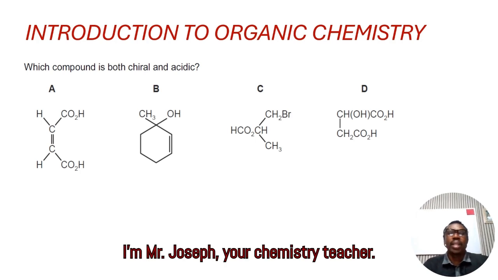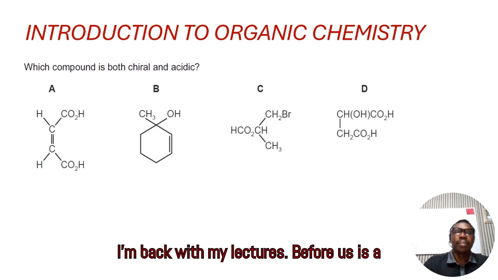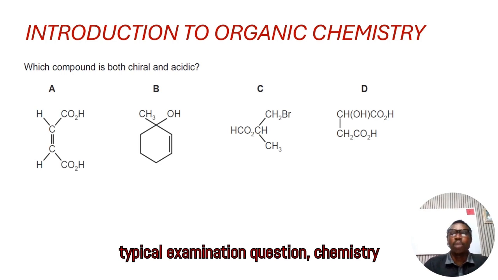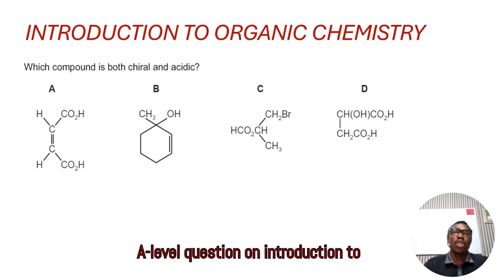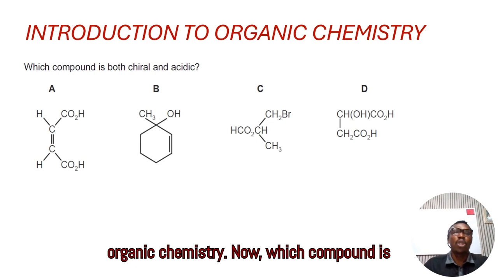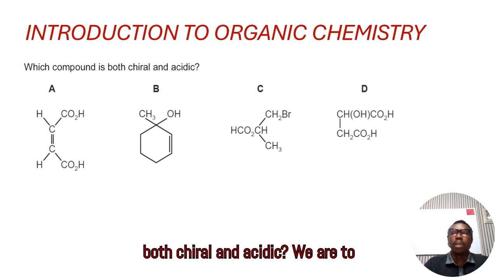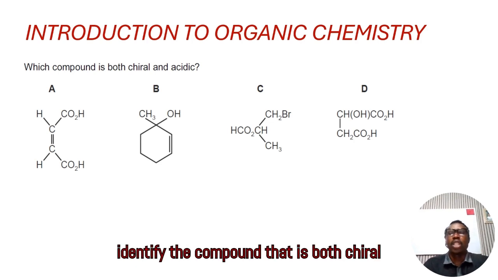I'm Mr. Joseph, your chemistry teacher. I'm back with my lectures. Before us, a typical examination question, chemistry A-level question on introduction to organic chemistry. Now, which compound is both chiral and acidic? Well, they want us to identify the compound that is both chiral and acidic.